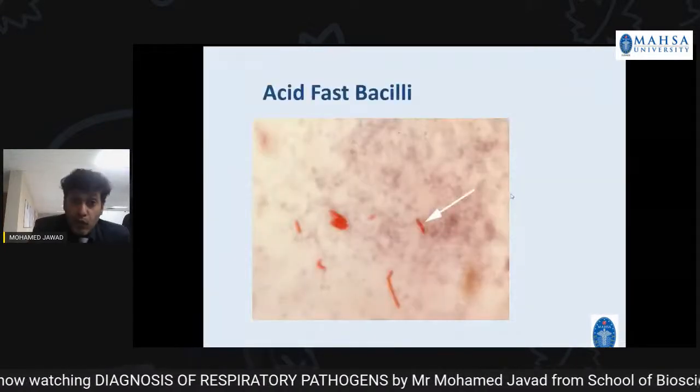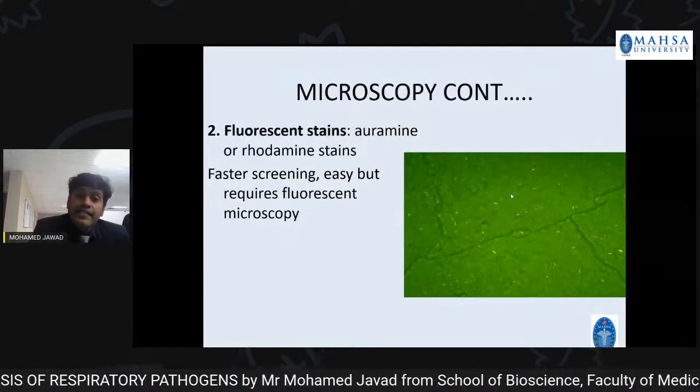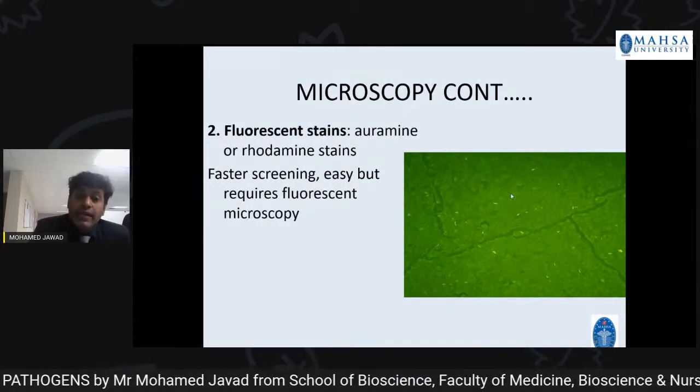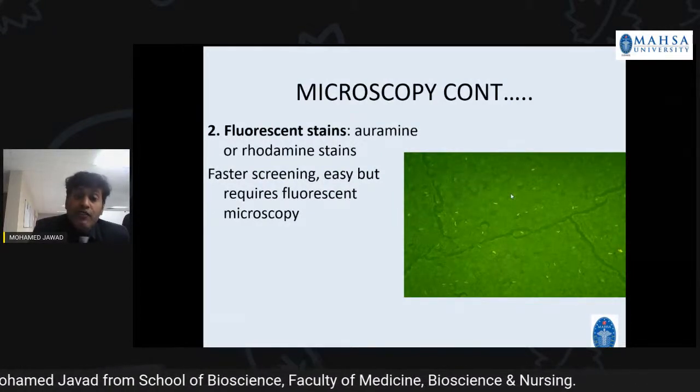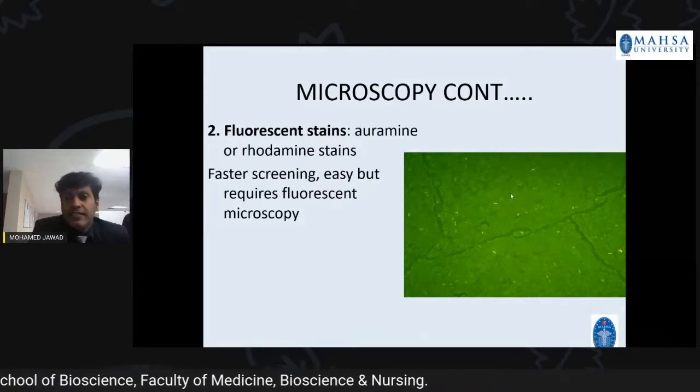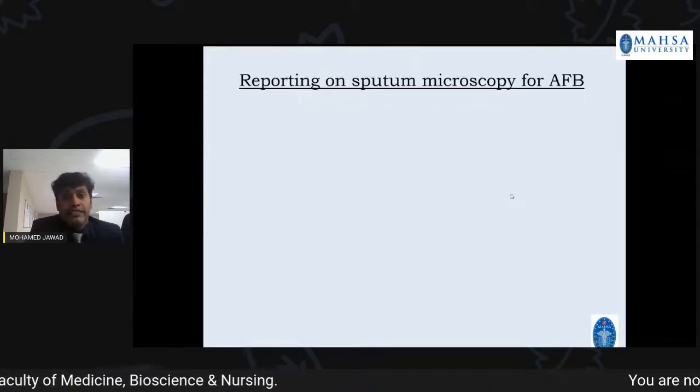Acid fastness is due to mycolic acid. Then there are other stains such as fluorescence dyes, auramine and rhodamine stains. They help with faster screening, but a fluorescent microscope is needed.